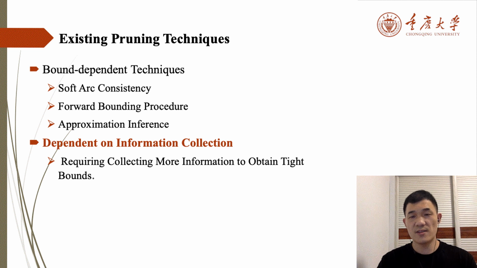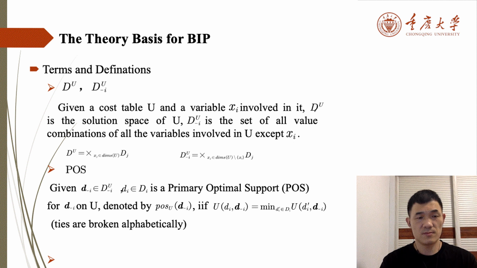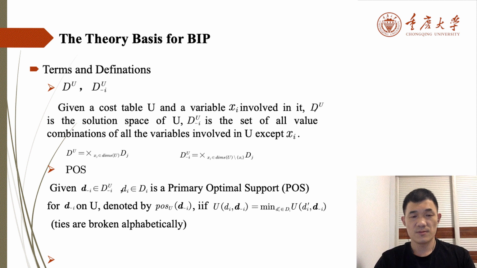Existing pruning techniques. To the best of our knowledge, the existing pruning techniques for DCOPs are bound-dependent and require collecting more information to obtain test bounds. Our proposed BIP is a pruning technique independent of bounds. It can cut down the search space independently, utilizing only local constraints and running contexts. So, BIP dispenses with information collection.